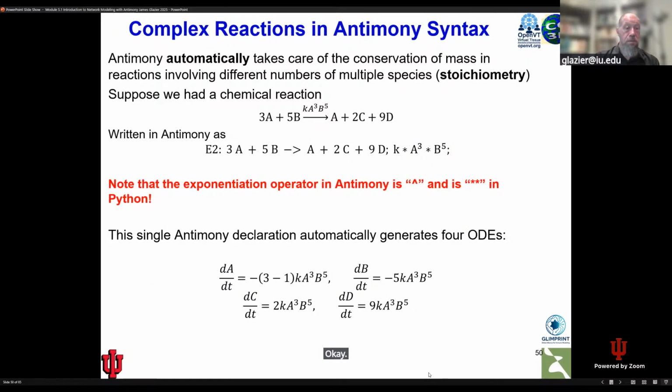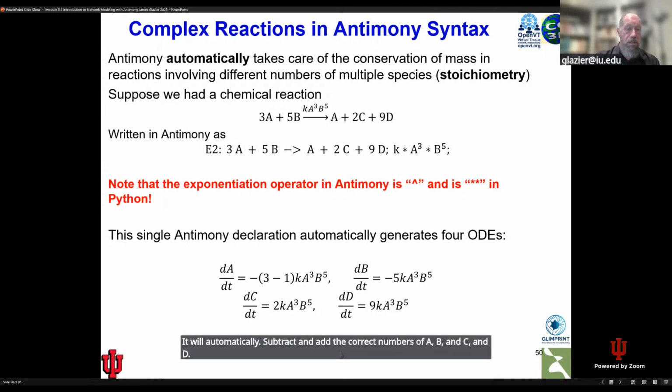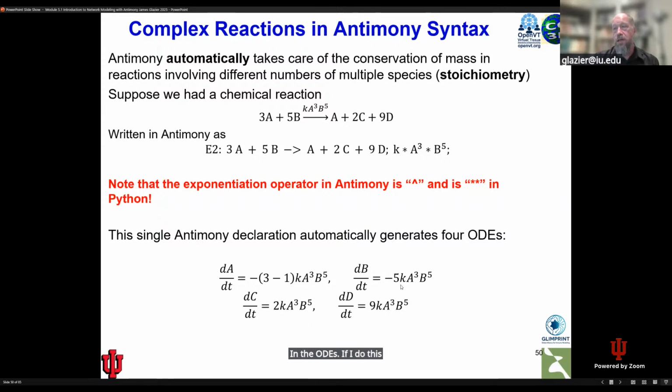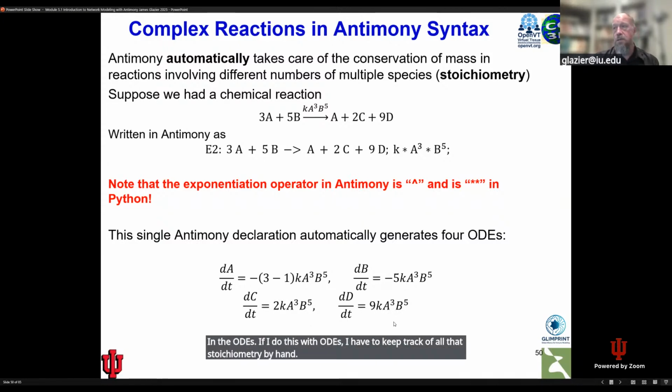Antimony handles stoichiometry, complex numbers of molecules, automatically. If I write E2: 3A plus 5B goes to A plus 2C plus 9D at a rate K times A cubed times B to the fifth, it will automatically subtract and add the correct numbers of A, B, C, and D in the ODEs. If I do this with ODEs, I have to keep track of all that stoichiometry by hand. Antimony does it automatically.